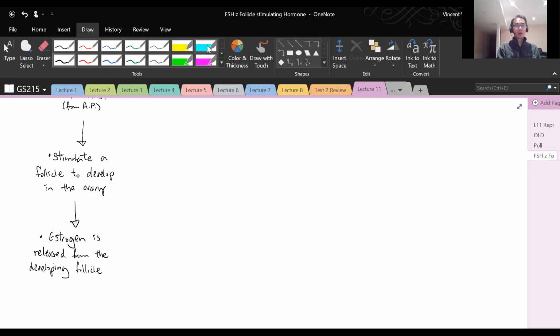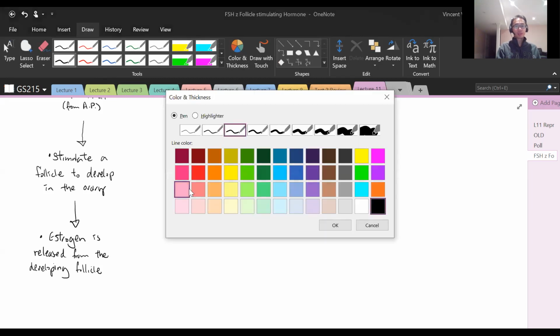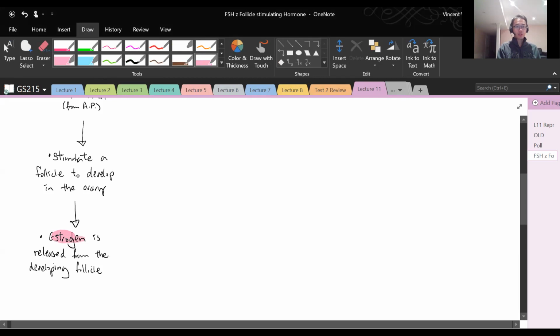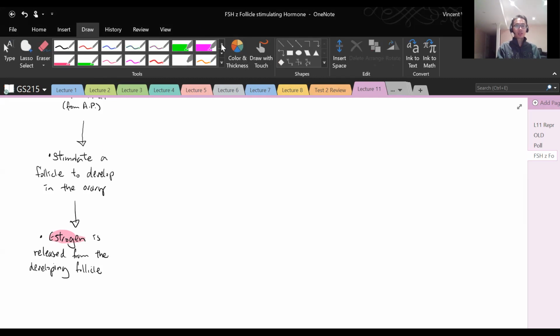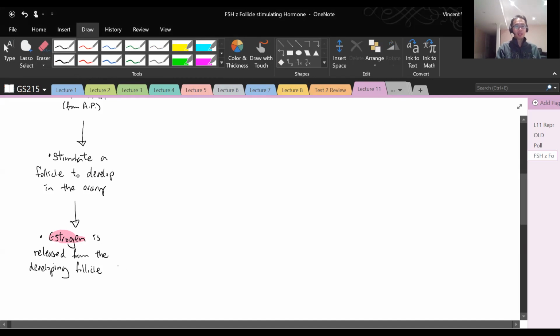So now we're going to talk about what this estrogen will do. What does the estrogen do? Well, estrogen will do two things. Number one, it will travel to the endometrium and it will thicken the endometrium.